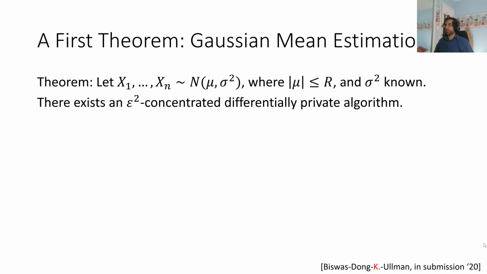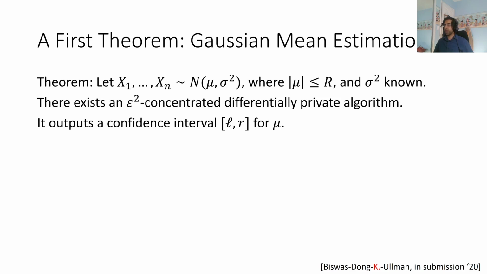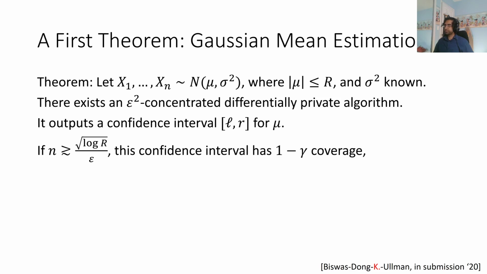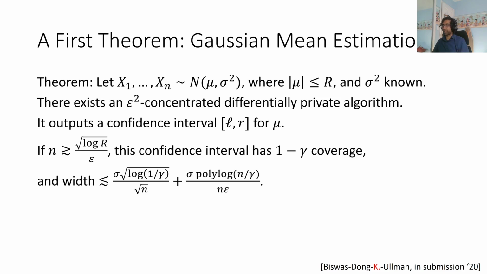What we say is that there exists a private algorithm. This private algorithm will output a confidence interval, L, R for mu. So there's nothing surprising, but the main meat of the theorem is in the next line. We say that if n is sufficiently large, this confidence interval has 1 minus gamma coverage, and the width is bounded above by this term up to, say, constant factors.